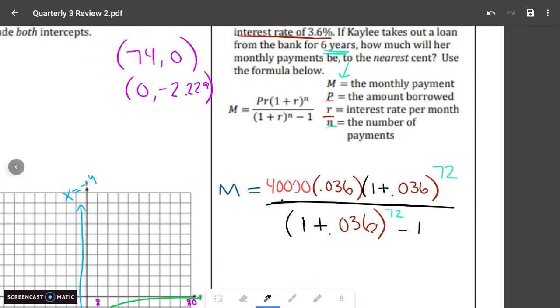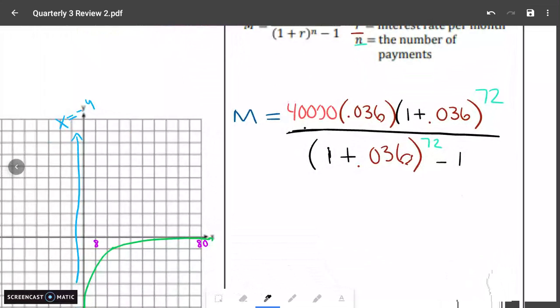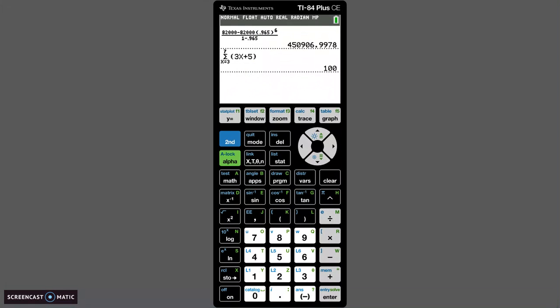Okay. Once we have all of that together, now it's just a matter of plugging it in to the nearest cent. So everything here is just going right in the calculator. Second quit. Alpha y equals 40,000 times 0.036 times 1 plus 0.036 raised to the 72.